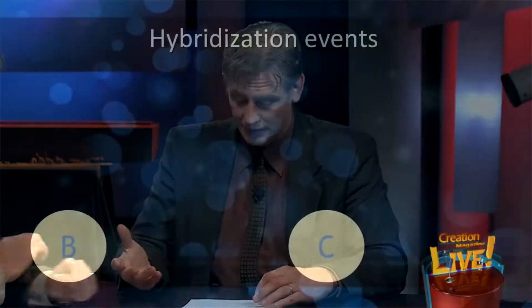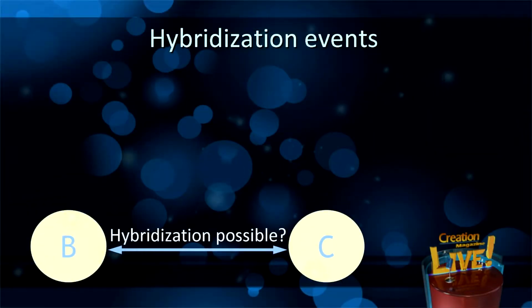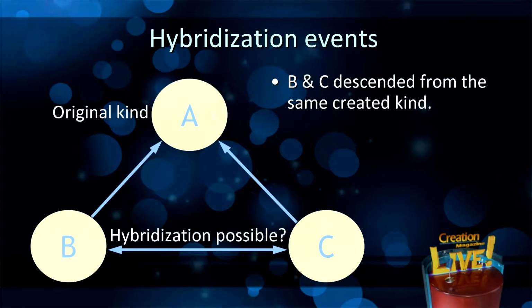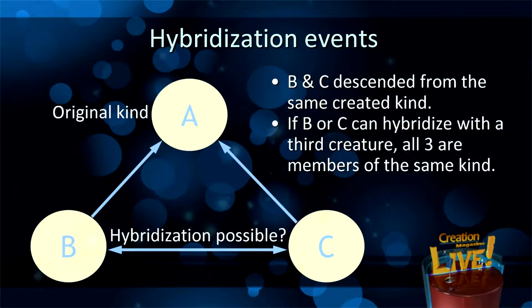All right, welcome back. On this week's episode, we're talking about how understanding speciation can help us get a clearer picture of what the original kinds were that God created. Right. Now, hybridization events give us clues as to how organisms today derive from original created kinds. Yes. For example, if 2 creatures can hybridize with true fertilization, the 2 creatures are descended from the same kind. By extension, if either of those 2 creatures can hybridize with a 3rd creature, all 3 of them are members of the same kind. And here's an example of hybridization.